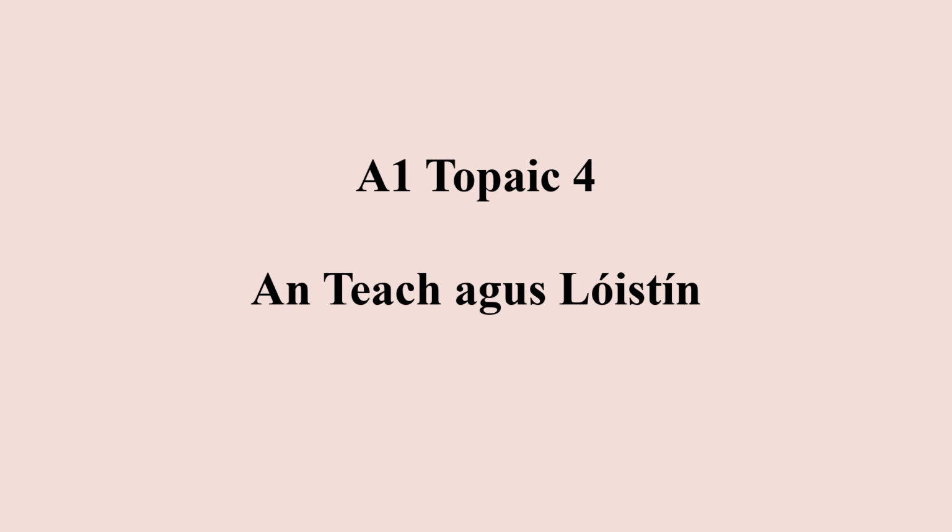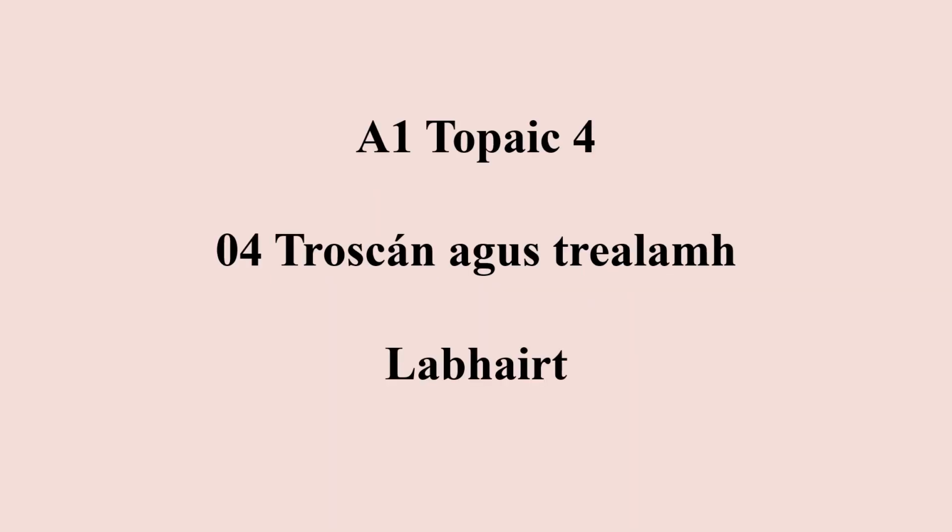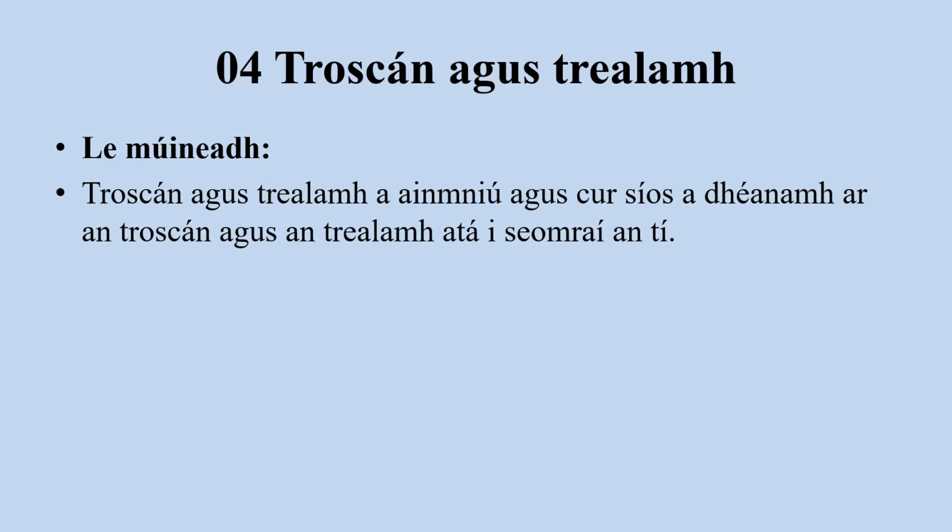Level A1, Topic 4: The House and Accommodation. Section 4: Furniture and Appliances. Focusing in on speaking. So we'll be learning to name the furniture and appliances and describe the furniture and appliances in the different rooms of the house.